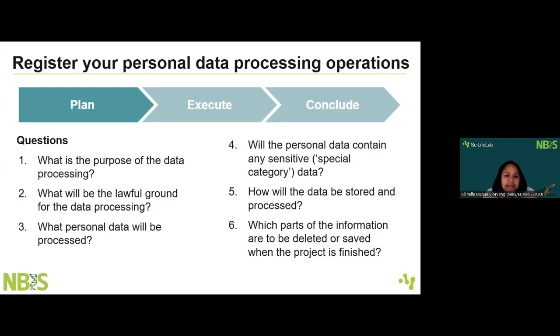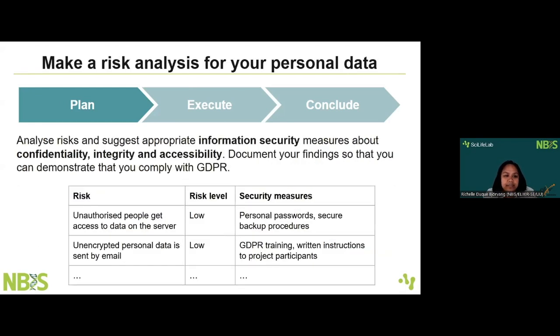After this, you will then make a risk analysis of your personal data. So you analyze the risk and suggest appropriate information security measures about confidentiality, integrity, and accessibility. Confidentiality is about measures to ensure that the data is kept confidential from those that do not have rights to access the data. Integrity is about measures to ensure that the data is not corrupted or destroyed. And accessibility is about measures to ensure that data can be accessed by those who have the right to access it when they need to access it.